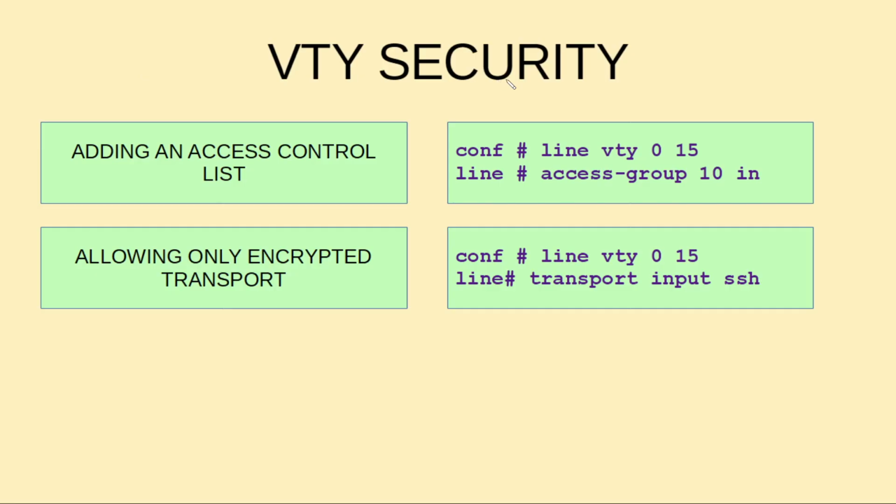Now, regarding VTYs, we should always use access control using the command access group, and we should avoid telnet at all costs, so we should at least support secure shell with transport input ssh.